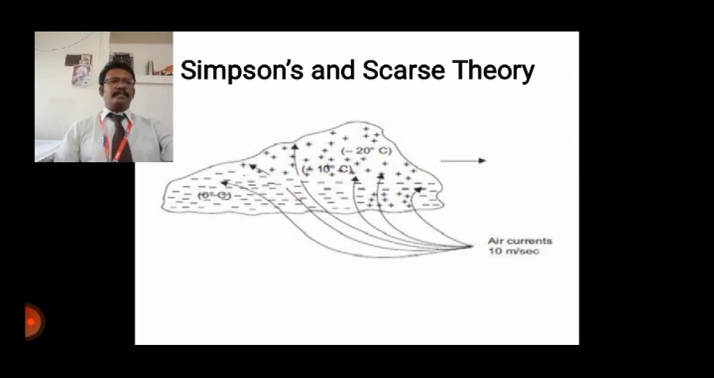Once the charge separation is completed, the conditions are good for lightning strokes. Like this, the lightning stroke occurs, which is nicely explained by Simpson's theory. Here they have discussed both water droplets with the air and water droplets with ice crystals. So finally, because of this, we will be having lightning strokes.